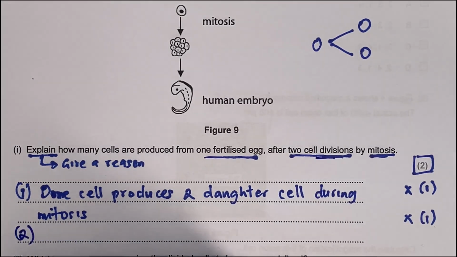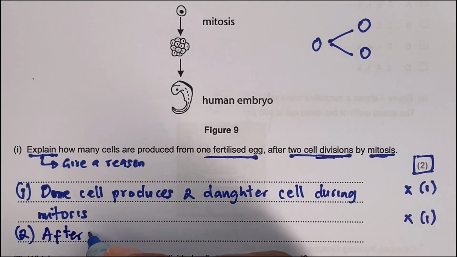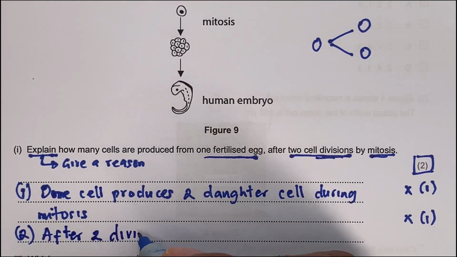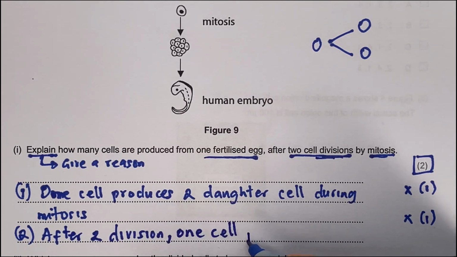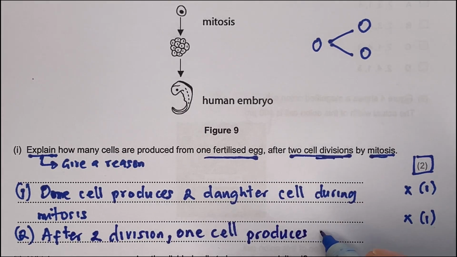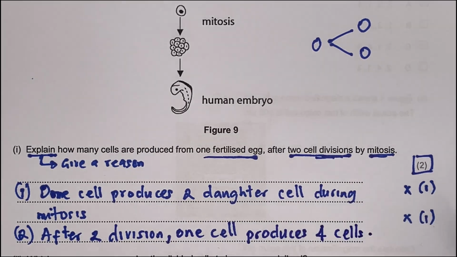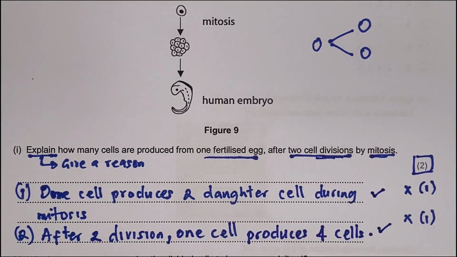So number 2, after 2 divisions, one cell produces 4 cells. 1 mark here, 1 mark here.